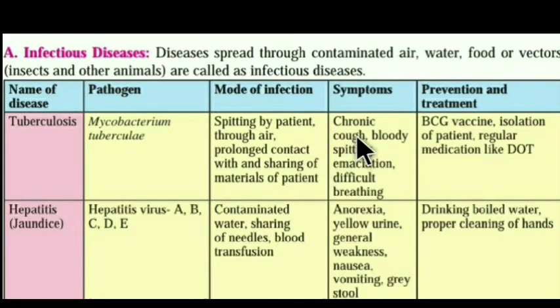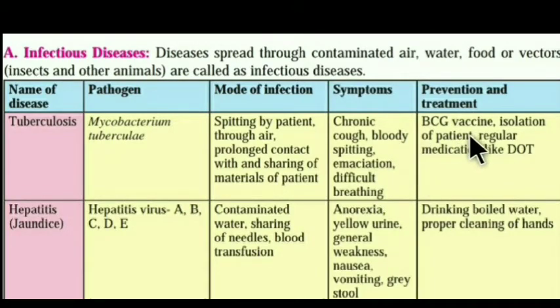Then what are the symptoms? Chronic cough. Chronic means zunat, cough, khokla. So chronic cough, bloody spitting, emaciation, and difficult breathing.